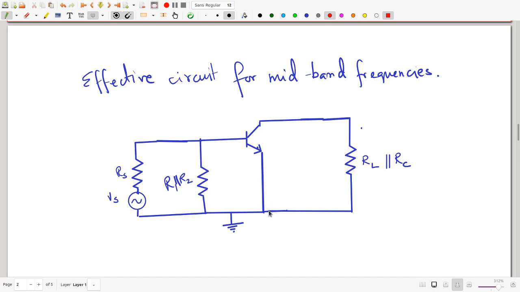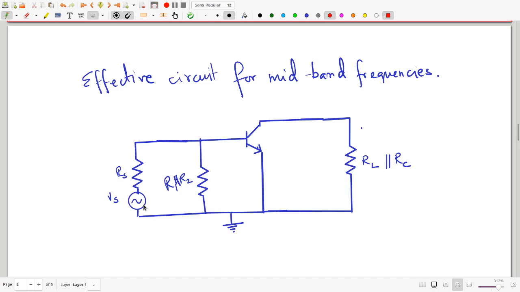Remember the RE, this resistance has gone away because CE, which was parallel to it, is shorted at high enough frequencies. And we have the signal on this side. So this is the effective circuit for mid-band frequencies. Note carefully that I said mid-band frequencies and not high frequencies.